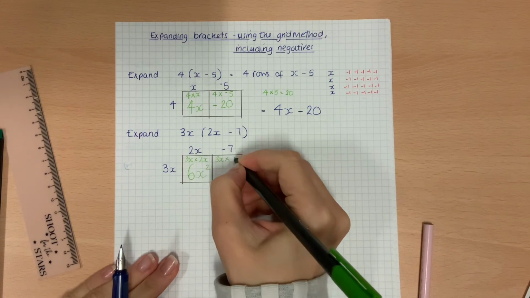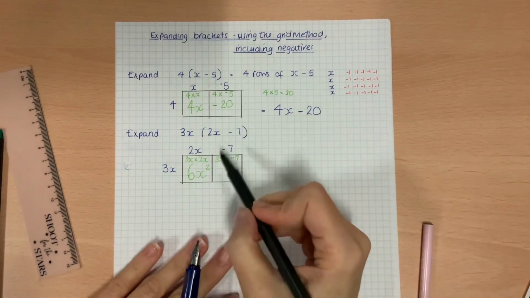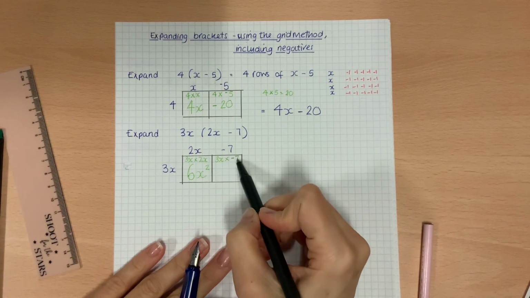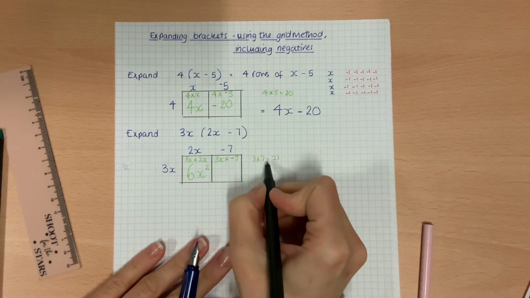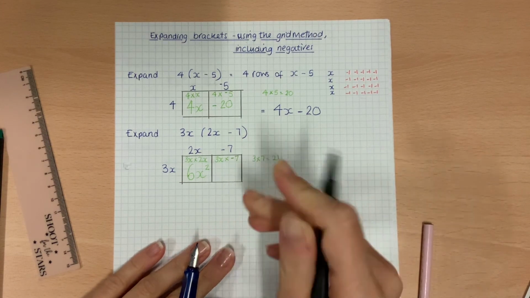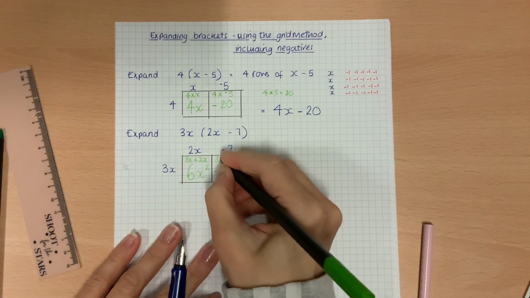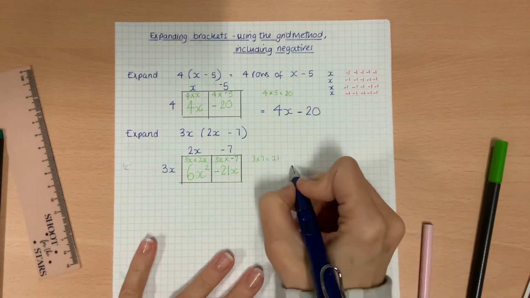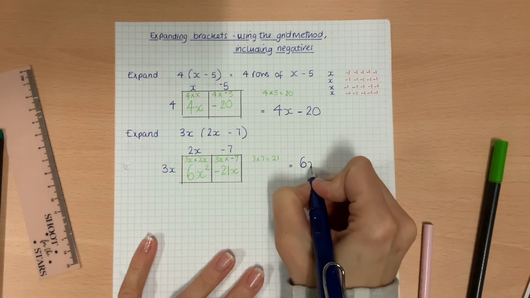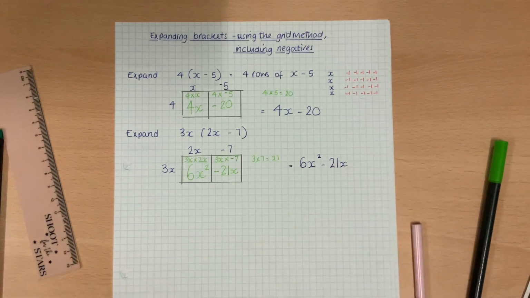And the last part, 3x times negative 7. Let's pretend there's no x, so we've got 3 times negative 7. Well, 3 times 7 is 21, and it's got 1 negative, so we flip it once. So we've got negative 21. And then because there's an x there, we have to put it on the end. So our answer for this one is 6x squared take away 21x.